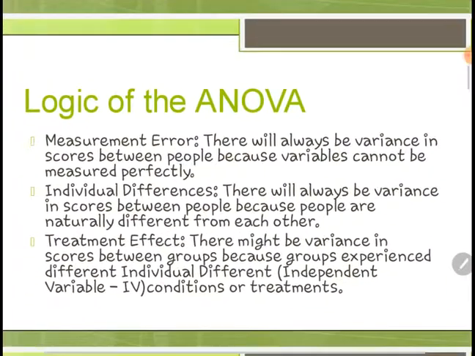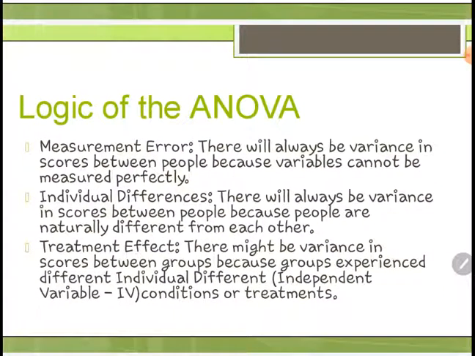Logic of the analysis of variance. First is the measurement error. There will always be variance in score between people because variables cannot be measured perfectly. Okay, so sabi nga, there will always be variance. Nagbabago kasi variance is variation, di ba? In scores between people. So, hindi pwedeng magbigay yung lahat ng respondent na same score because variables cannot be measured perfectly, sabi daw. So, that is the first logic of the analysis of variance.